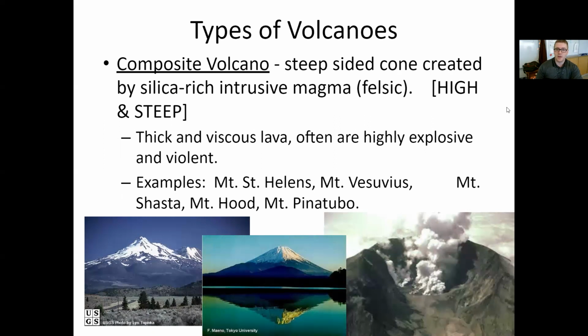These volcanoes, they're very high, they're very steep, they're associated with very thick, very highly viscous lava that's often highly explosive, very violent. We'll talk about viscosity a little later on, but just know it's thick, very viscous lava and often highly explosive. These are the ones that are famously known to have done a lot of damage, like Mount St. Helens, May 18th, 1980.